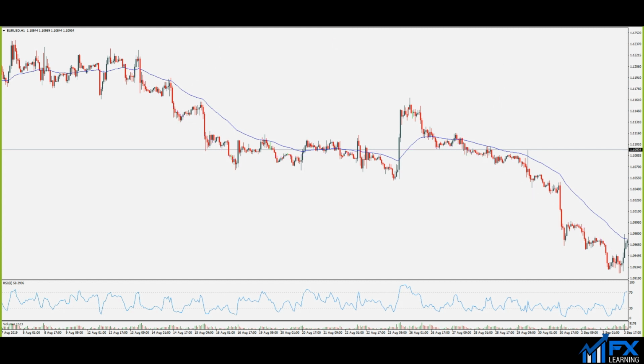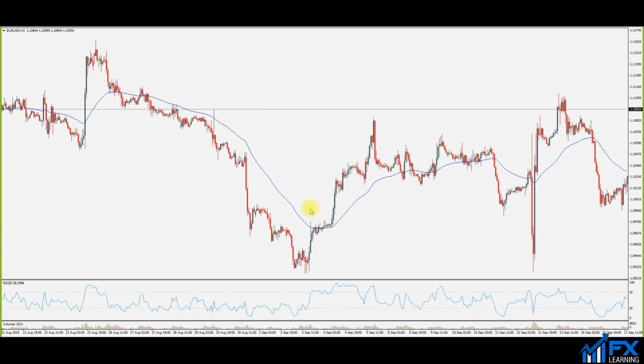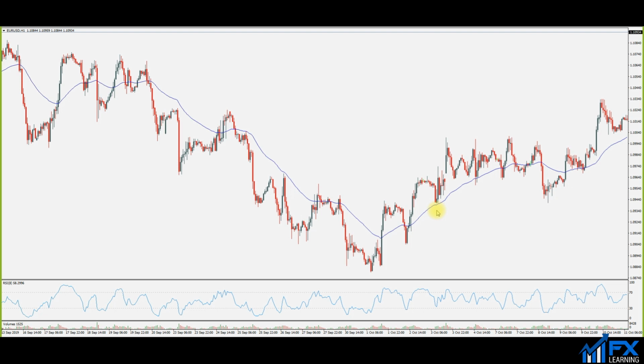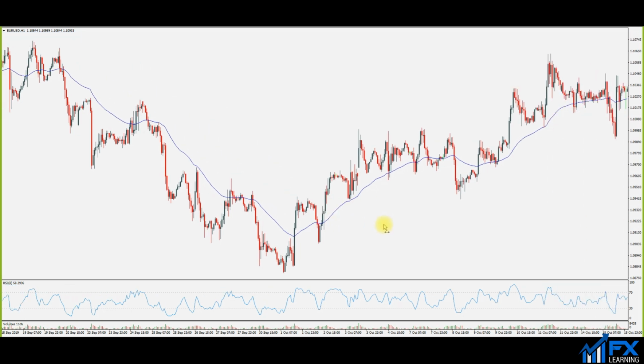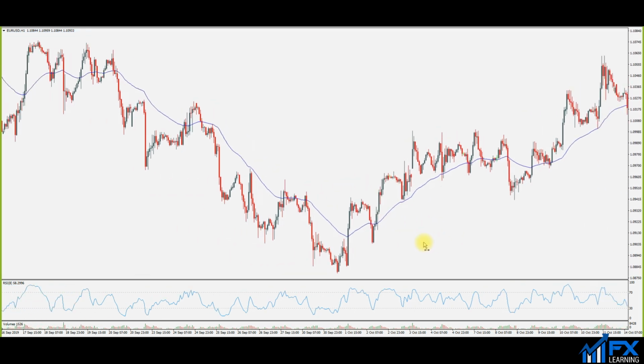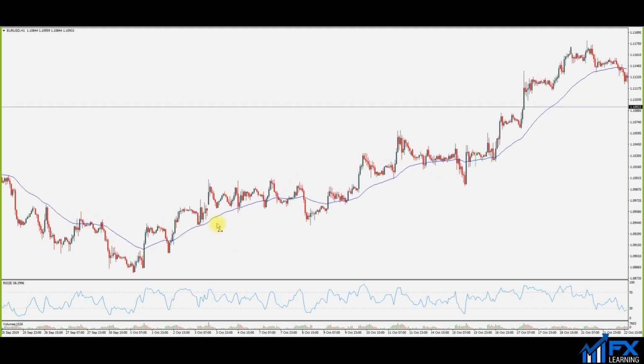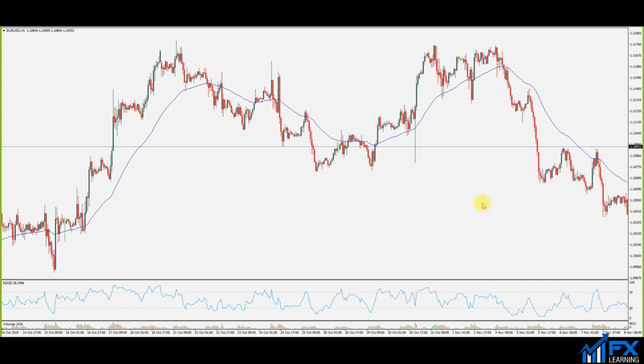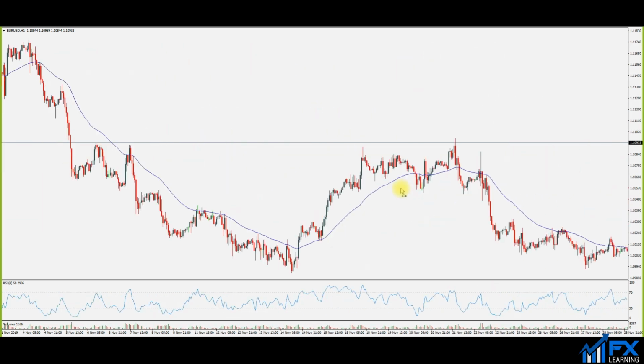Okay, now a really good way to spot a trend change happening is by looking at moving averages, looking at trend lines and support and resistance. Okay, so what is a trend line? Well, a trend line is basically an invisible line that we draw on our charts for price to react off of.